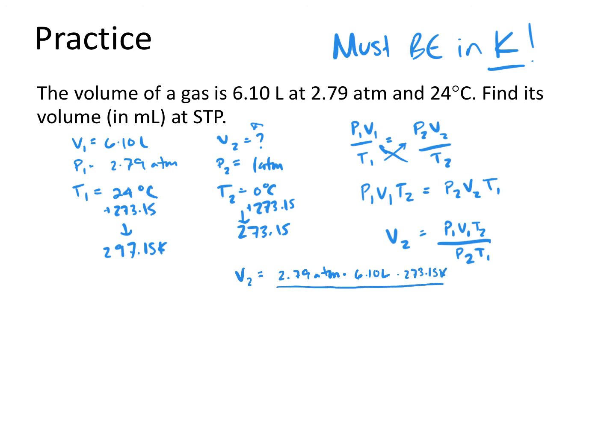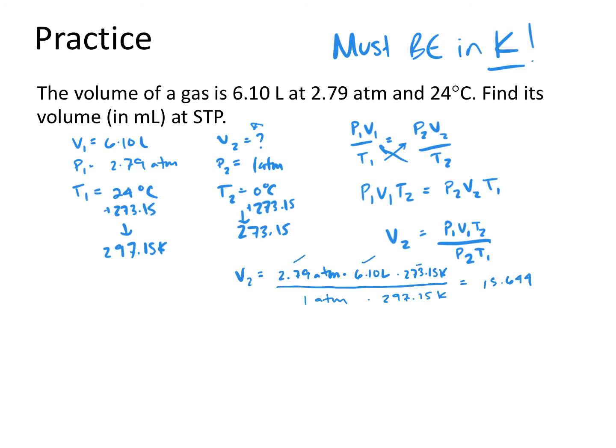And that's all going to be divided by P2, which is 1 ATM, times my T1, which is going to be 297.15 Kelvin. We plug this into our calculator, and that's going to give us 15.644. Significant figure-wise, guys, we are going to use our measured values. We're actually not going to use the STP values. We got 3 sig figs, 3 sig figs.